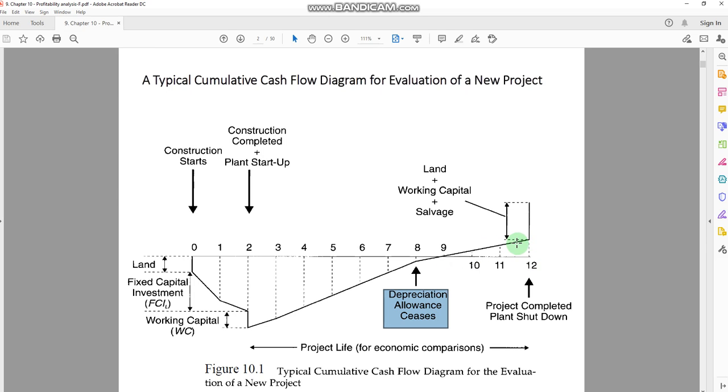Now, once you have completed the lifetime of any project, you can recover the salvage value, which is the scrap value of the fixed capital investment. Then you can also recover the working capital that you put in at the end of year 2, and you can also recover the cost of the land. So at the end of the lifetime of the project, you can have these recoveries from the project. This one is a typical cash flow diagram for any project that can be used to see the profitability of the project. We will see some more terms in this cash flow diagram as we proceed in this chapter.